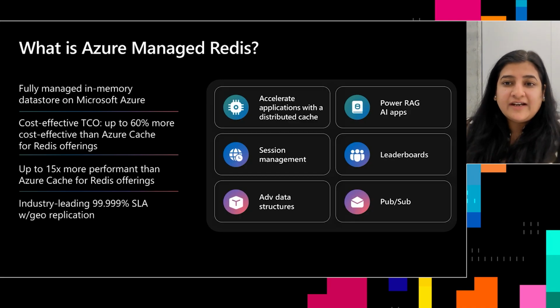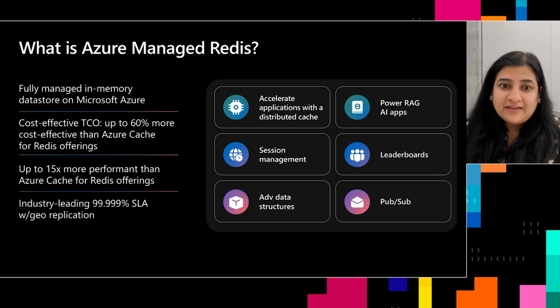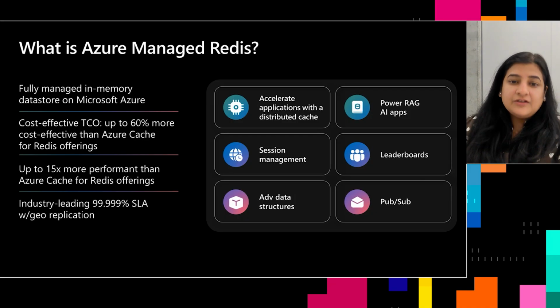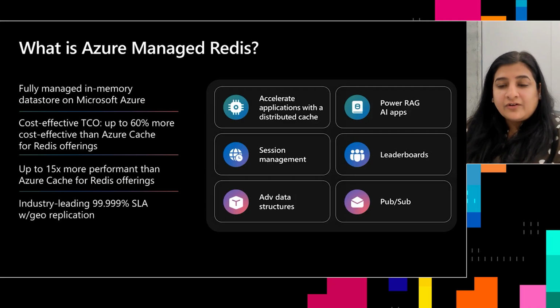You can use Redis as a distributed cache. You can use it for session management. You can use it for leaderboards, PubSub, you name it. There are so many scenarios where you can use Redis. But alongside those, Azure Managed Redis is also able to power your RAG scenarios, and you can also use it as a lightweight vector data store as well.